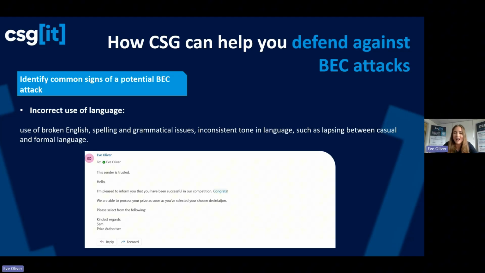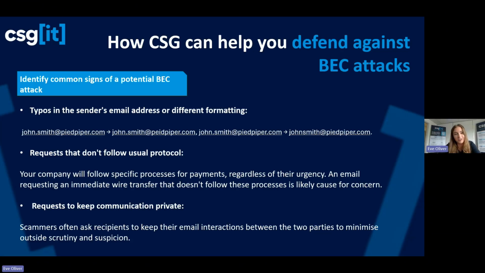Incorrect use of language. I'm going to briefly cover this section because I know a lot of our customers are aware of these action points to take, but use of broken spelling, grammatical error, anything that sounds unprofessional often is an attempt of a BEC attack. Typos in the sender email addresses, requests that don't follow usual protocol, and requests to keep communications private as well.